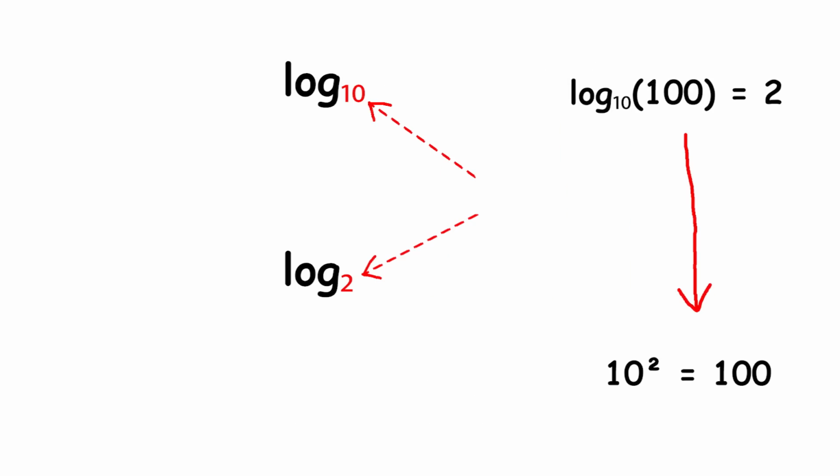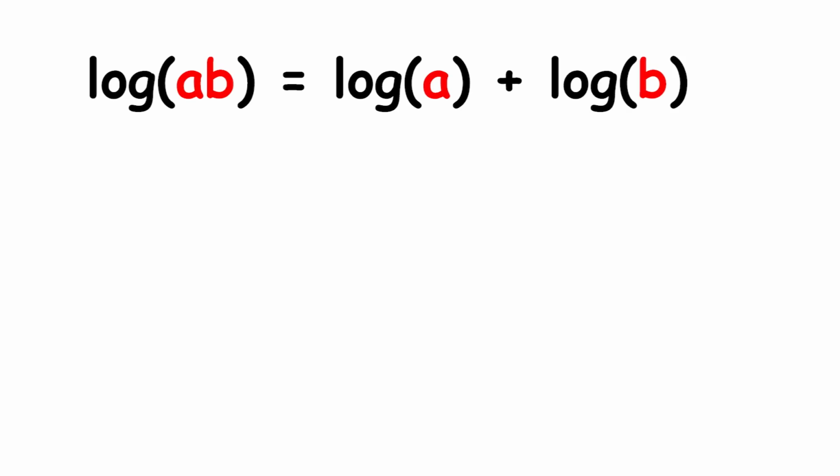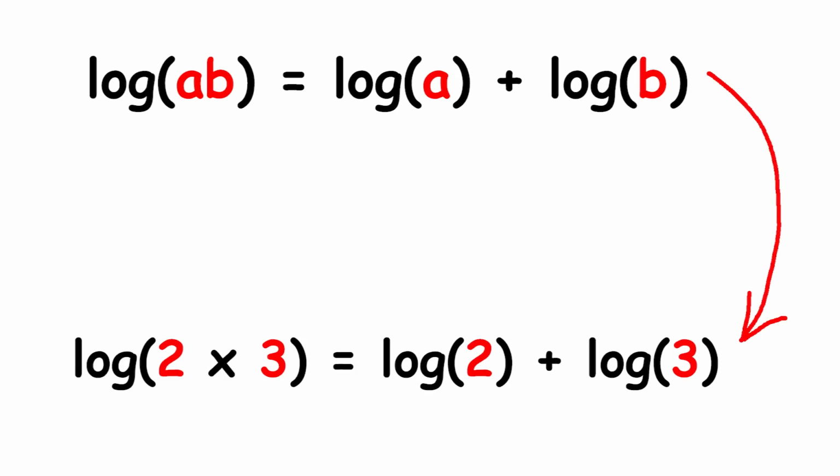One very useful property of logarithms is that they turn multiplication into addition. For example, the logarithm of 2 times 3 is equal to the logarithm of 2 plus the logarithm of 3. Before calculators and computers, people used logarithm tables to quickly multiply large numbers. This made calculations much faster in science and engineering.